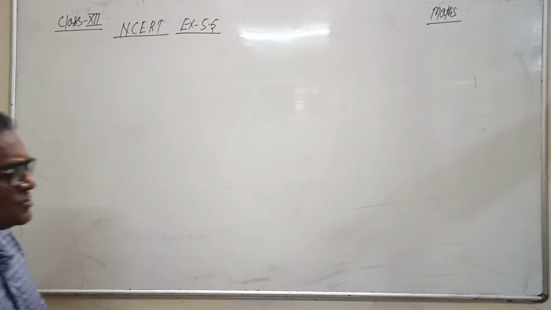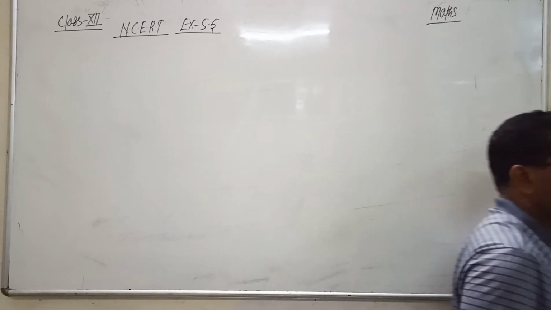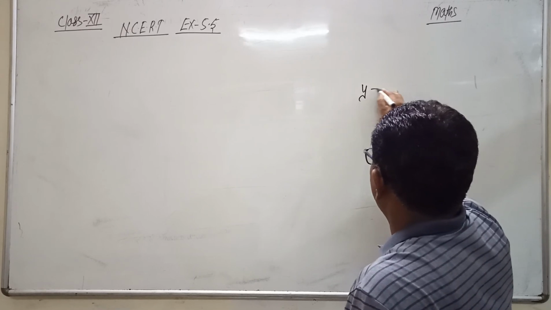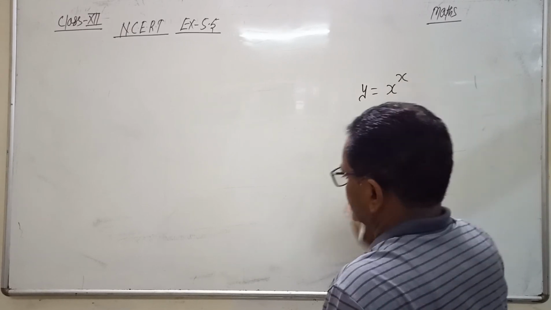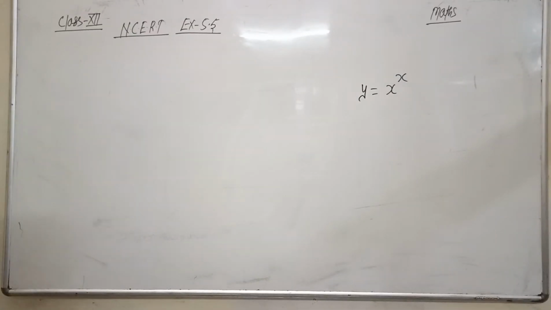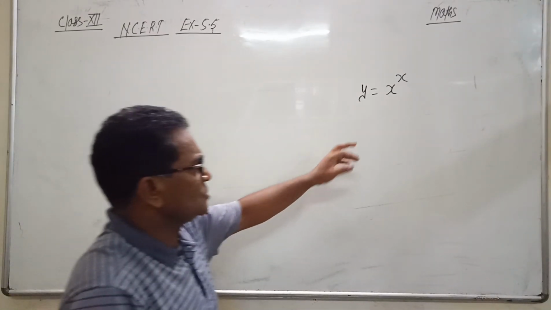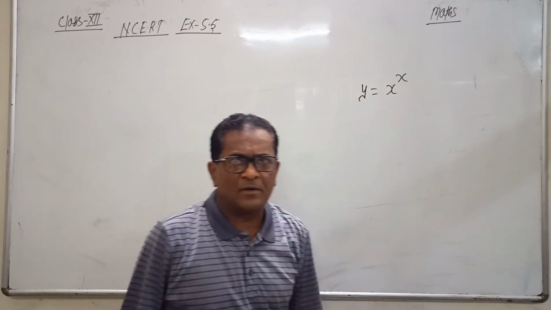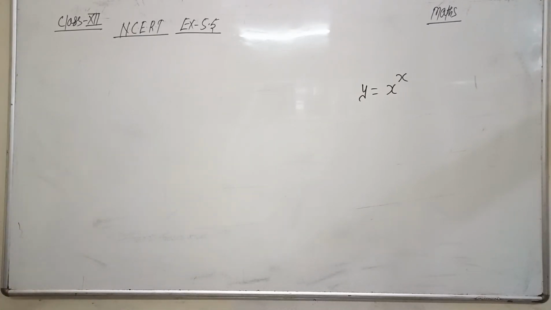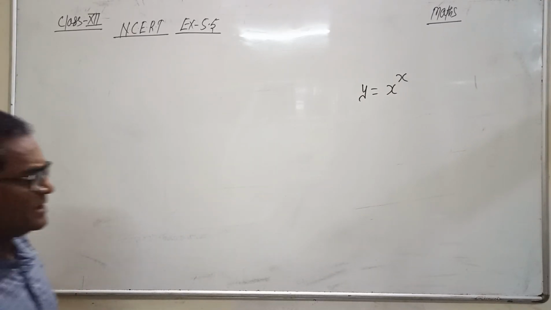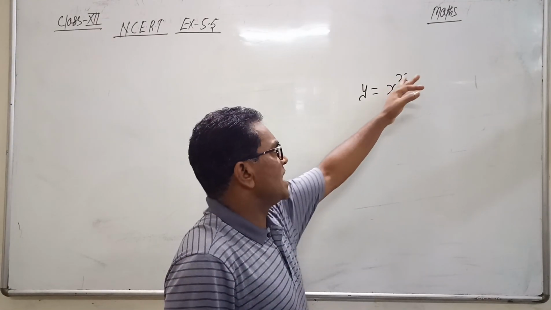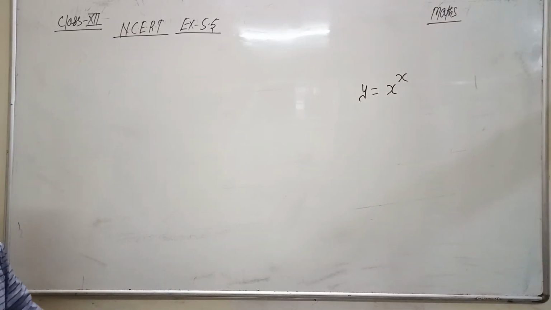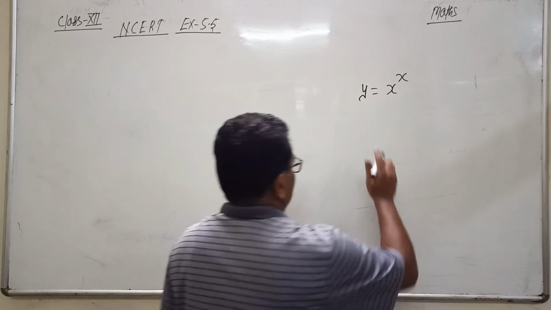if the question is given which has no standard form, suppose the question is like y equals x raised to the power x. It is not of the form x raised to the power n, and neither of the form a raised to the power x. So it has no form which we have studied in the formulas. Both are variables. So in such situations, we will take log both sides.